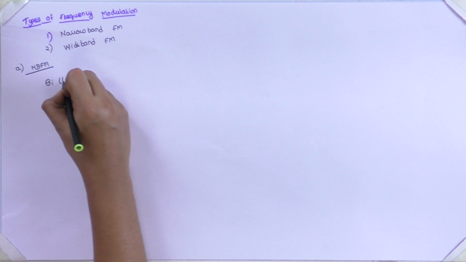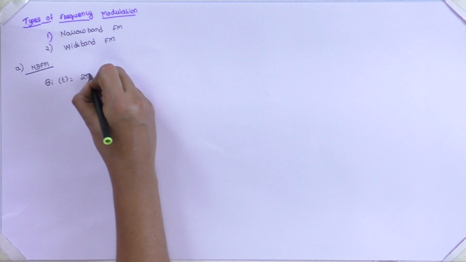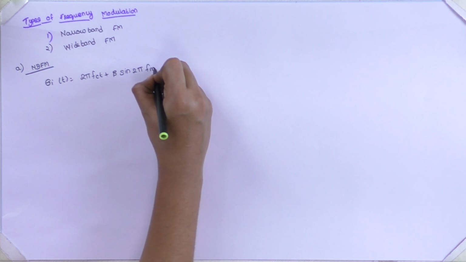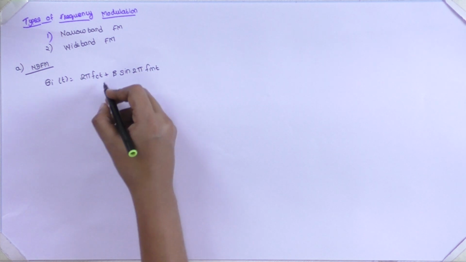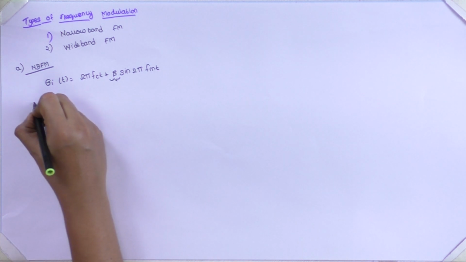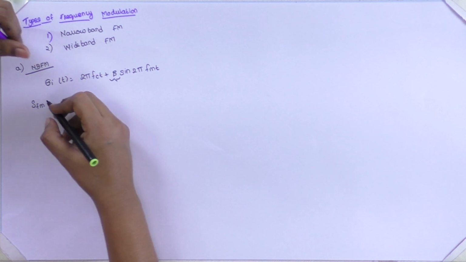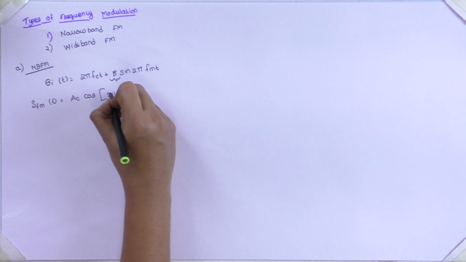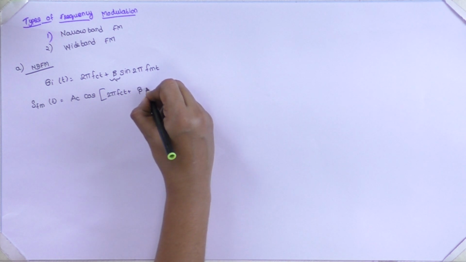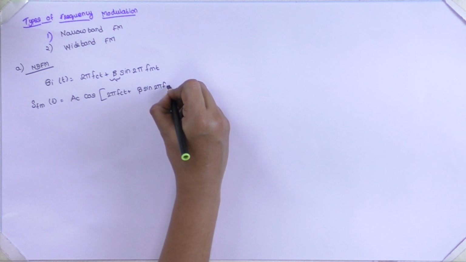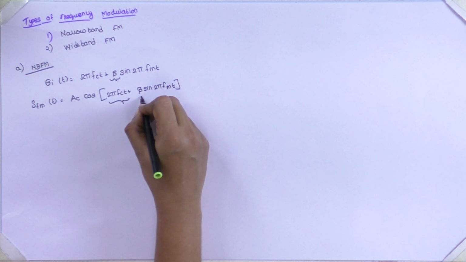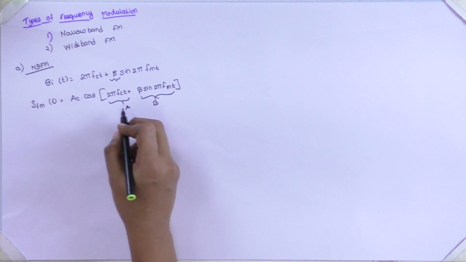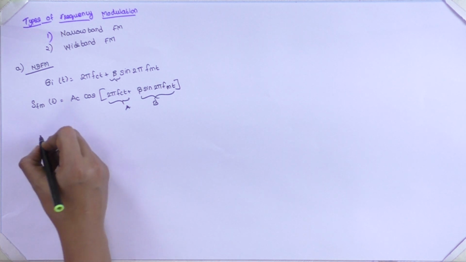Just now we have seen the instantaneous phase, theta i of t equal to 2 pi fc t plus beta sin 2 pi fm t. This is the term we just derived for the frequency modulation, where beta is the modulation index. Therefore, we can write s NB fm of t as Ac cos of 2 pi fc t plus beta sin 2 pi fm t. If we take the first parameter as A and the second as B, then we use the formula cos of A plus B is equal to cos A cos B minus sin A sin B.